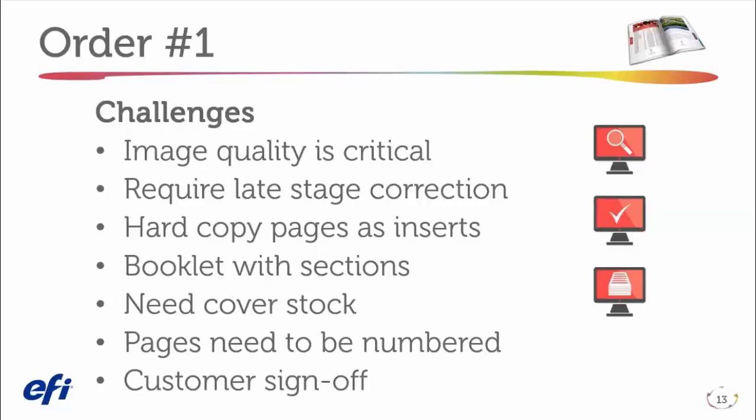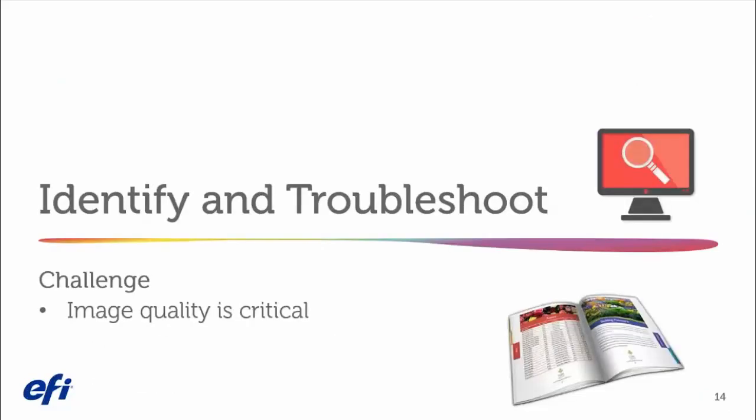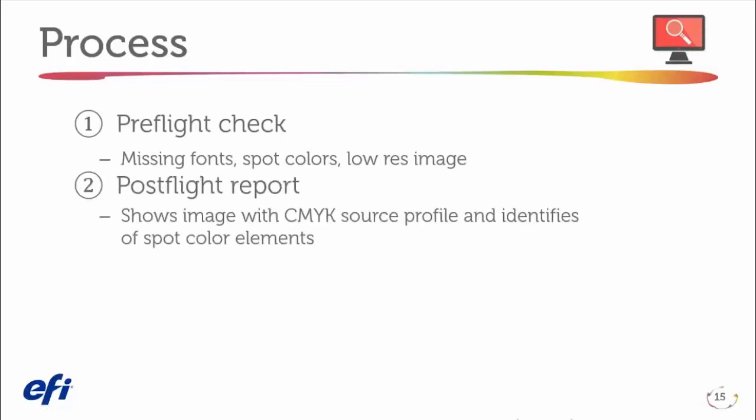All right, so let's go ahead and start with our first. We're going to identify and troubleshoot. We're going to look at making sure that the image quality is maintained. To do this, we're going to start with a pre-flight check to ensure the highest quality. We're also going to run a post-flight report to make sure that we understand and identify all the color spaces that are used within the document.